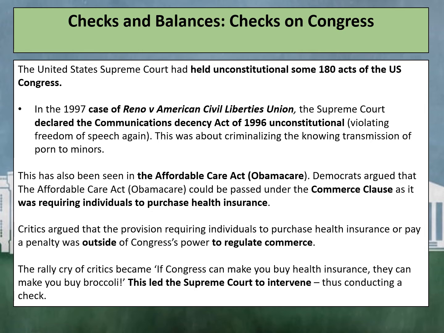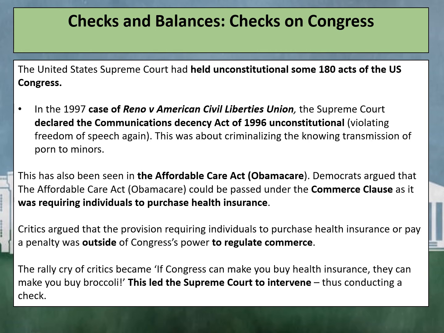The United States Supreme Court has held about 180 acts of Congress as unconstitutional. For example, in the 1997 case of Reno versus the American Civil Liberties Union, the Supreme Court declared the Communications Decency Act of 1996 unconstitutional, as it violated the Freedom of Speech Amendment. This was about criminalising the knowing transmission of porn to minors.